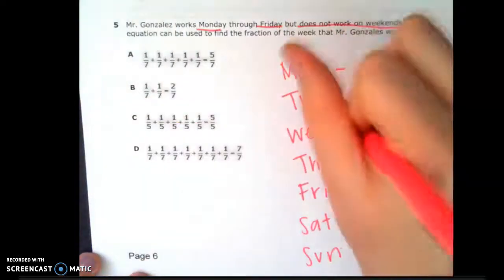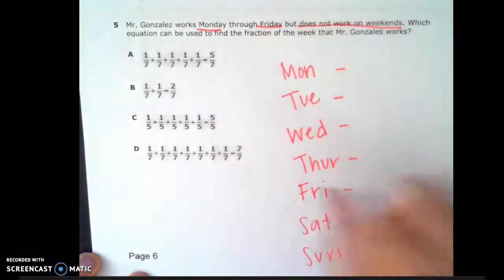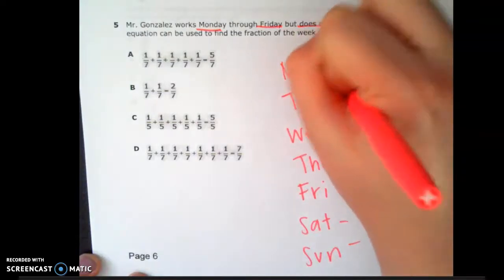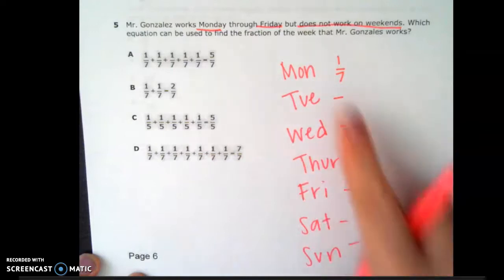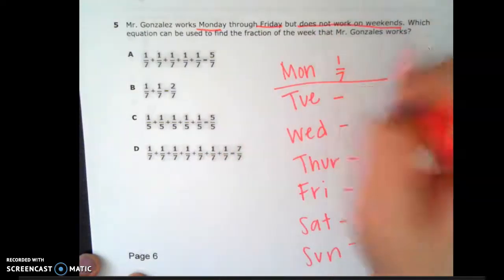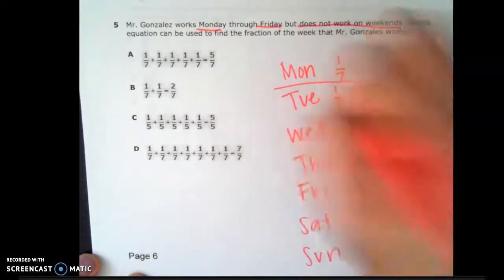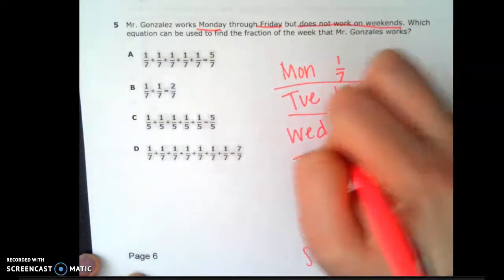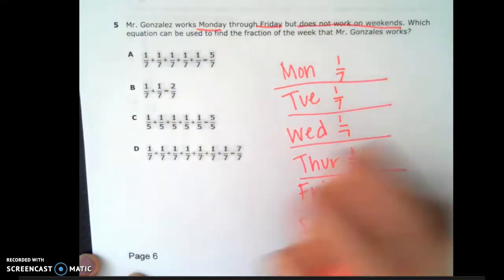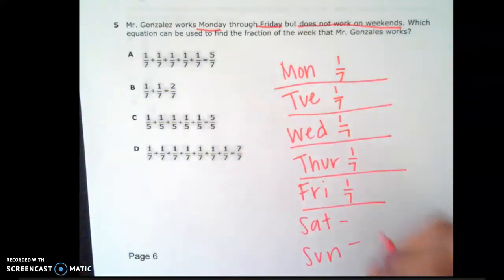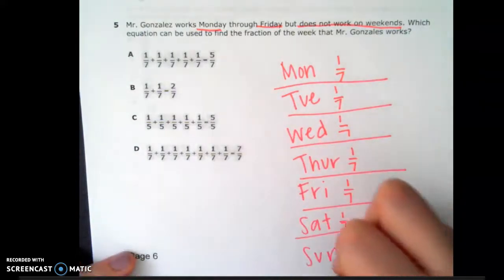Okay, so those are the days of the week. Now, Monday represents 1/7 because there are 1, 2, 3, 4, 5, 6, 7. There are 7 total days. Tuesday is 1/7 also. Wednesday is 1/7. Thursday is 1/7. Friday is 1/7. Saturday is 1/7. Sunday is 1/7.